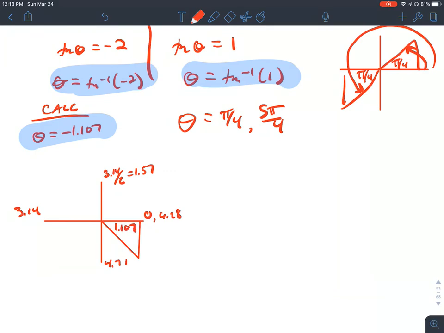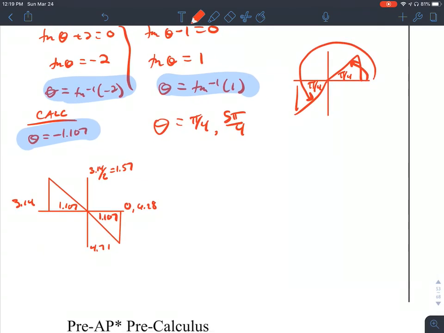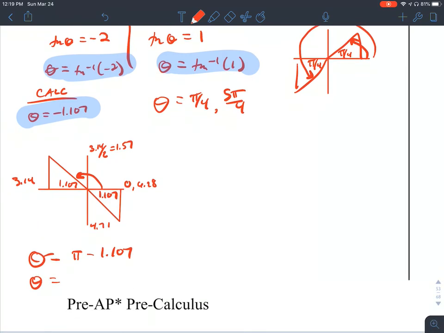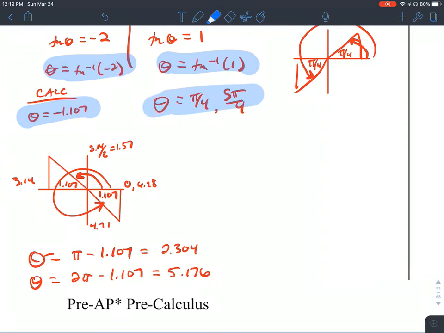Since tangent is negative, it's also negative in quadrant 2. That makes this reference angle 1.107. Well, what does that actually make theta? It's going to make theta pi minus 1.107, and it's going to make theta 2 pi minus 1.107. Using a calculator, that ends up being 2.304 and about 5.176. So those are the 4 things that theta could be for this problem.